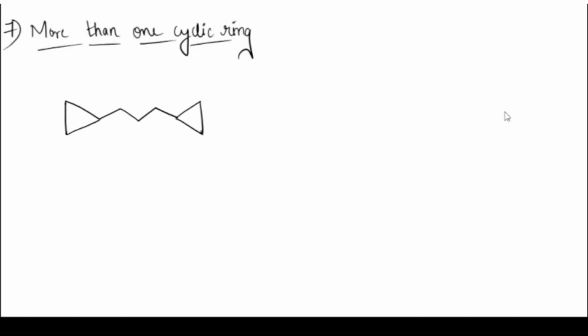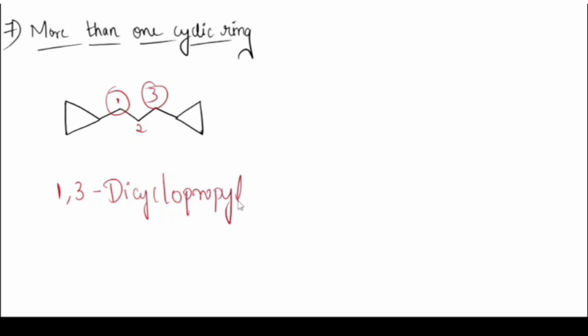If it contains more than one cyclic ring, suppose here a 3-membered ring is there, here also a 3-membered ring is there, we have to give numbers for this particular chain: 1, 2, 3 like that. At positions 1 and 3, there is a cyclopropyl ring, correct? That's why there are 2. That's why I have to write it as 1,3-dicyclopropyl. And what is this one? This is simply propane, correct? We can name it like this.